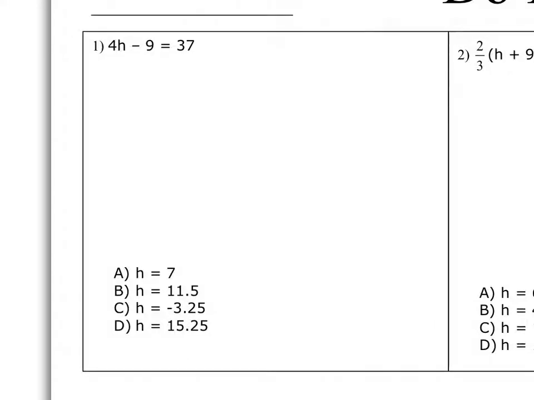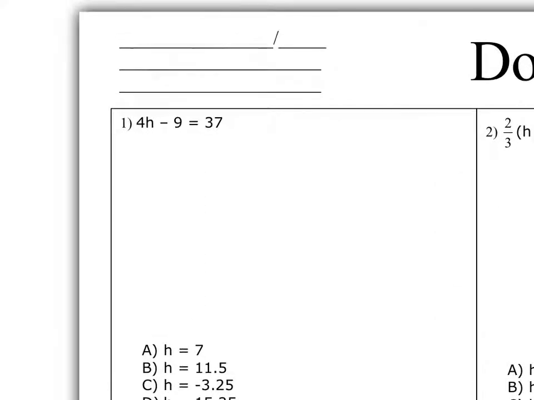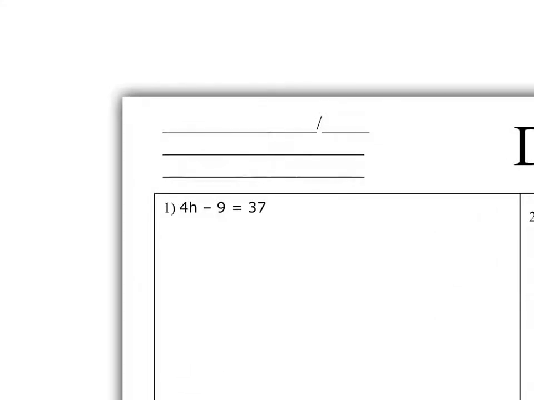Okay, as we look at the do now, we start with two equations that we need to solve. With the first one, we have this addition, or we have this subtraction. I'm going to quickly switch it to adding a negative. So I have 4h plus negative 9, and I need to add 9 to both sides. It's going to give me 37 plus 9.